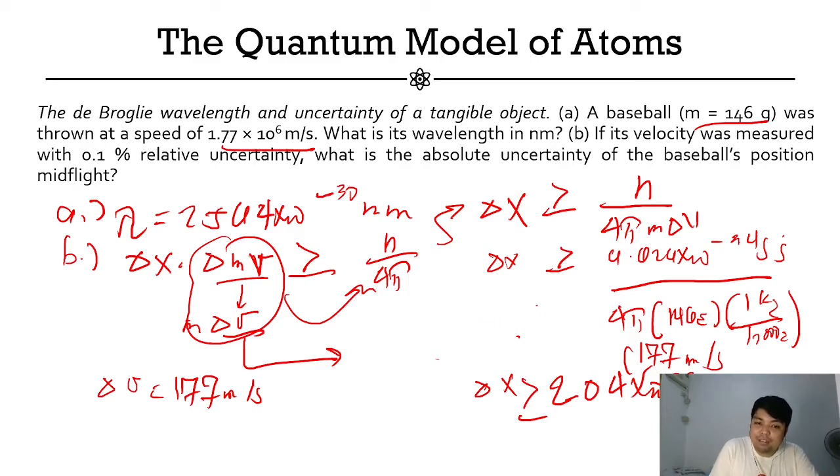So that means you can find the baseball, when it flies mid-air, has a wavelength of this small, 2.564 times 10 to the 30 nanometers, and it can be found within at least a 2.04 times 10 to the negative 36 meter radius. Now that is really, really small.